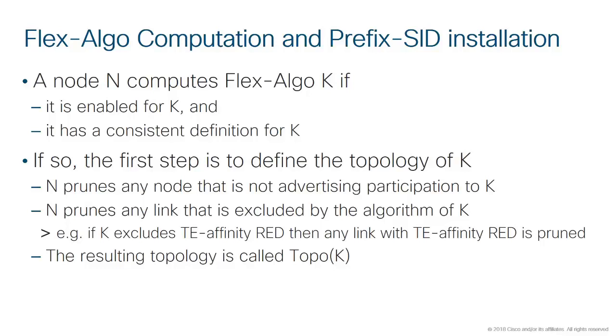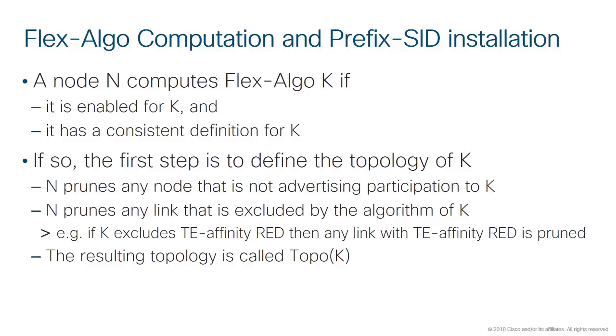So now I compute. First step, I'm going to determine what is the topology of algorithm 128. So I use the base ISIS topology, and I prune all of the nodes that do not advertise capability for this algorithm 128, and I'm going to prune all of the links that are excluded by the definition of the algorithm. So if, for example, this algorithm is excluding the red links, we are going to prune all the links in the topology that have the color red. At that point in time, I have the topology 128, first step.